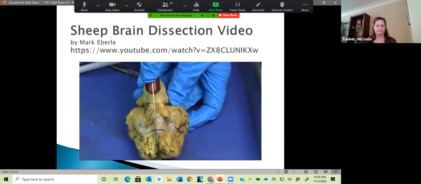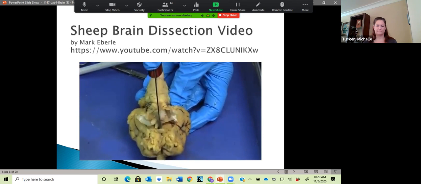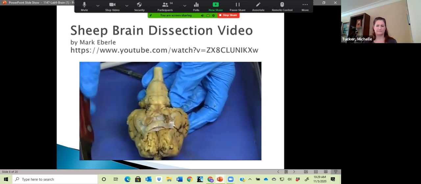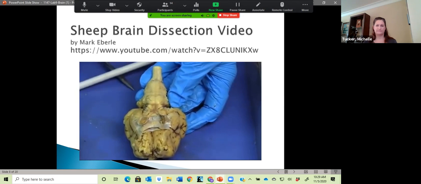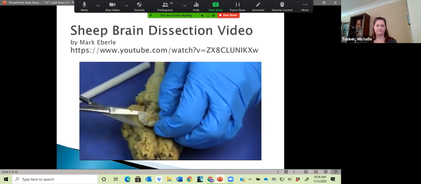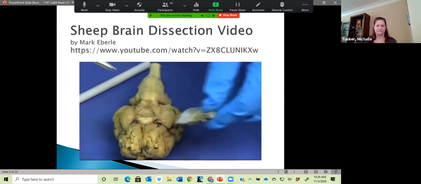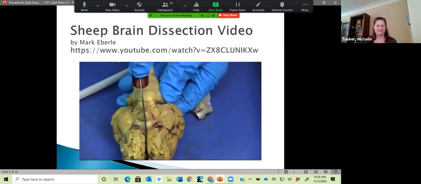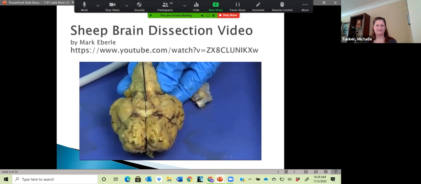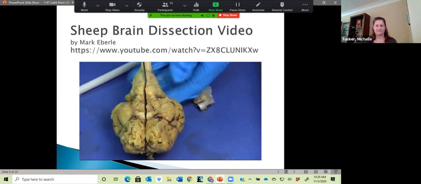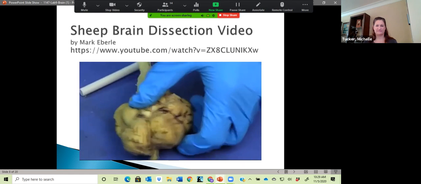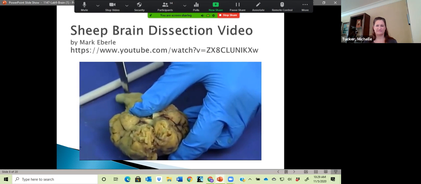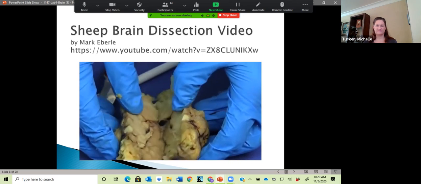So I'm going to start like this. I think I'm going to have to cut off this dura. I can't cut it with the knife. So I took off the optic nerves. That's okay. So now I'm going to cut right down the middle with the steak knife. Watch out for my fingers. And let's see how well I did.